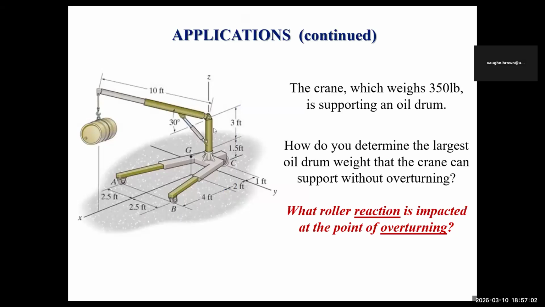All right, look at this system here. This is holding up something, right? So it's a little crane. It's a small crane which weighs 350 pounds and is supported on an oil drum. How do you determine the largest oil drum weight that the crane can support without overturning? And what roller reaction is developed at the point of overturning? Anybody want to answer those?